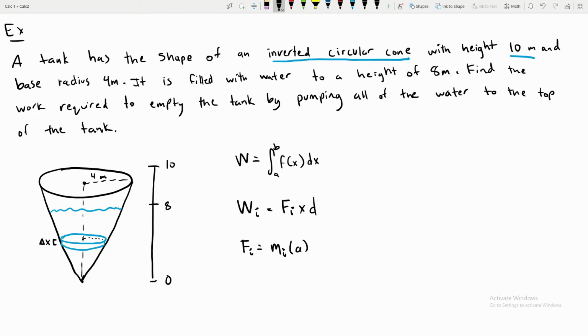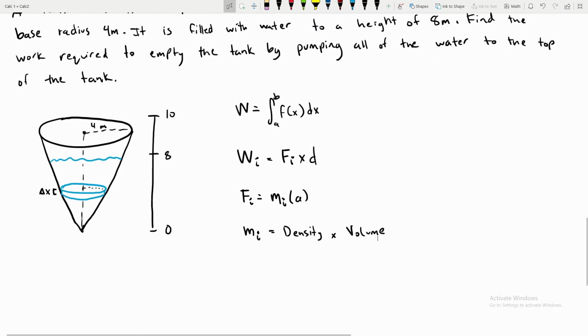Now let's take a look at what this formula needs as well. This formula needs a mass. What is the ith mass? We don't know what the ith mass is yet, so we need to figure that out. The mass at the ith layer is going to equal the density times the volume. But now, do we know the volume of the ith layer? Not quite. So let's figure out what the volume is.